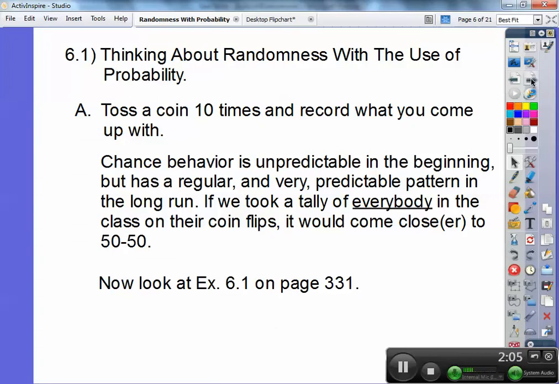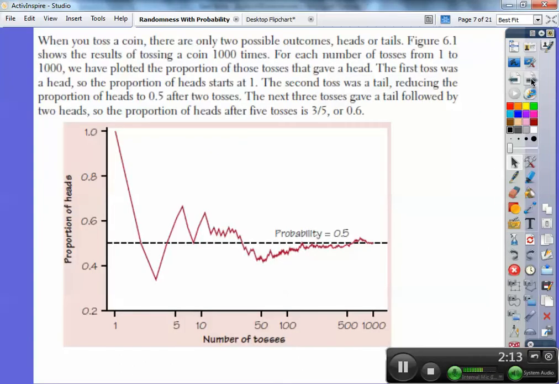Okay, so now I want you to look at example 6.1 on page 331. Okay, and here it is right here. This graph is kind of hard to explain. I'll see if I can explain it. So when you toss a coin, there are only 2 possible outcomes, heads or tails. So figure 6.1 shows the result of tossing a coin 1,000 times. For each number of tosses from 1 to 1,000, we have plotted the proportion of heads that they got.